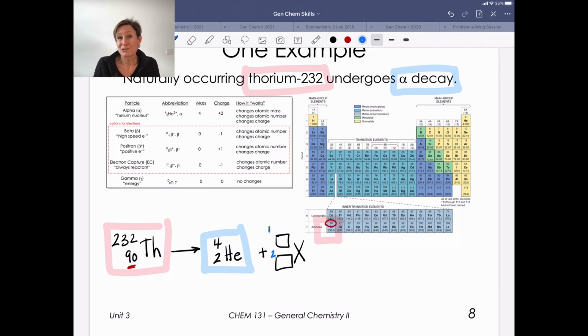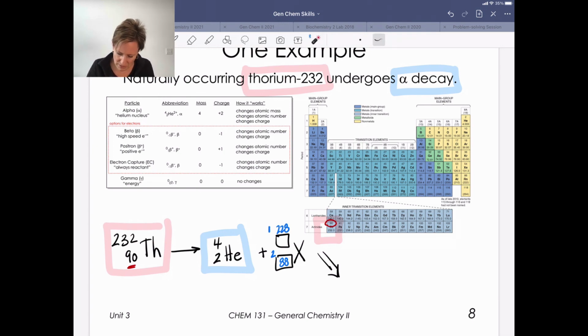What we really do is a little bit of algebra here. We're going to say something plus 4 must equal 232. Well, that tells me this must be 228. Same thing down below: something plus 2 equals 90. Well, that must mean this is 88. So now what I need to do is take these pieces of information, go back to my periodic table and figure out who this is.